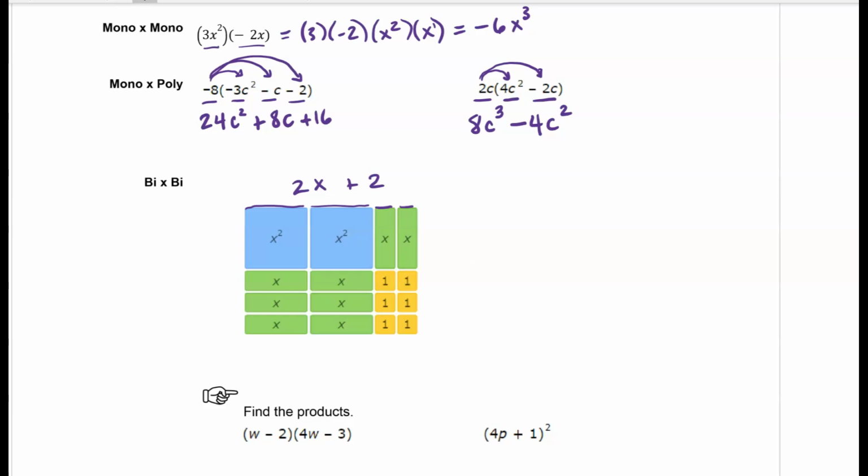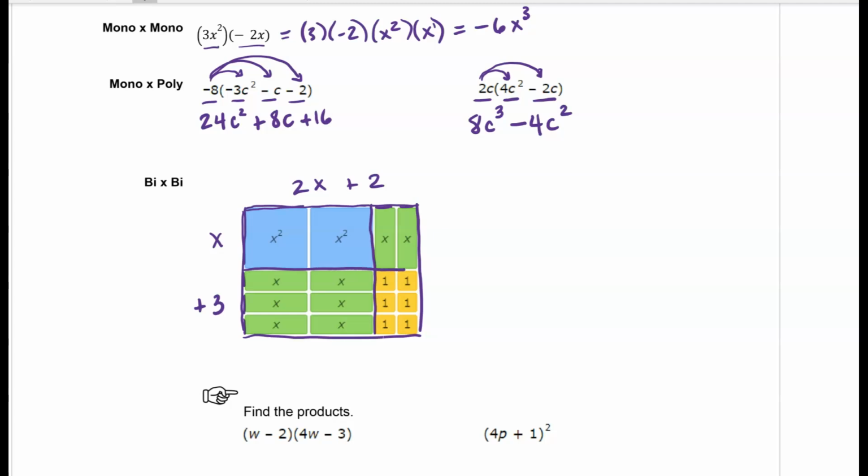If I look down the side, then I have an x length right here, and then 3 unit lengths right here, so x plus 3 down the side. So what we'd like to do is not have to draw that picture, but we can use the idea of this box. So instead of drawing the model, we're going to draw a box, and then we're going to make 2 rows and 2 columns, since we're multiplying a binomial times a binomial.